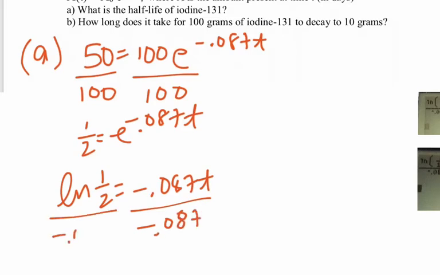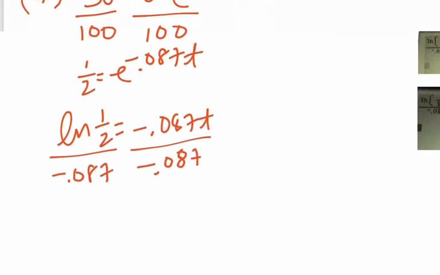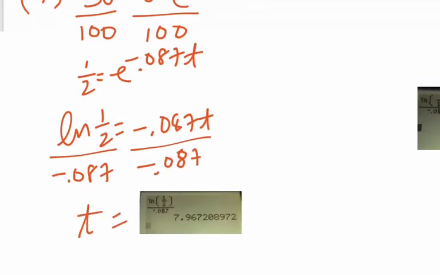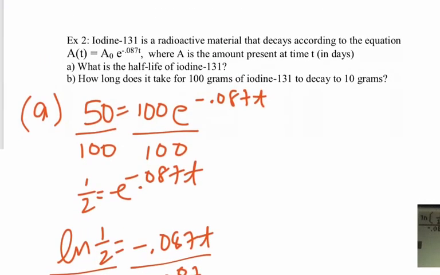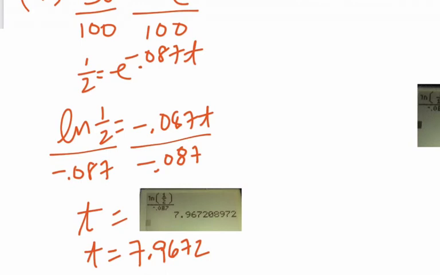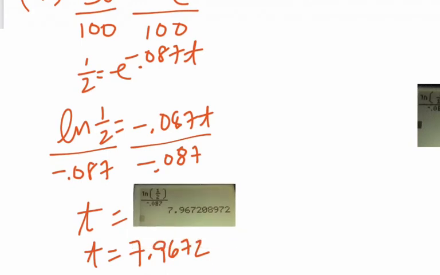I wind up with t is equal to, and when I type that into my calculator, I wind up with this, and then when I round to 4 decimal places, I wind up with 7.9672, and in this case it was days. So you want to be super careful because in this case it was days. In the last example, it was years. So you'll need to read your word problem carefully and make sure you have the correct unit.